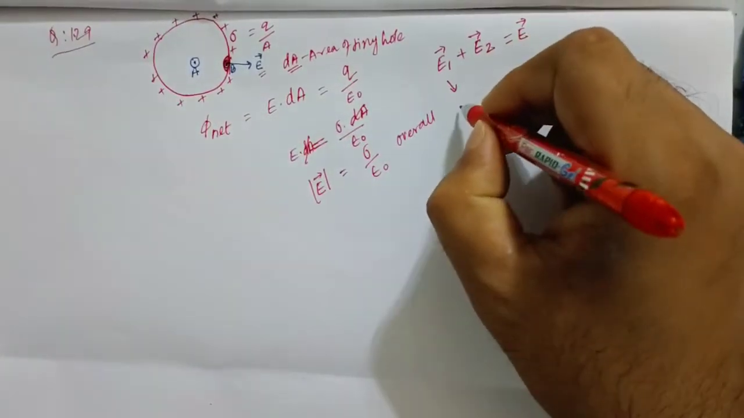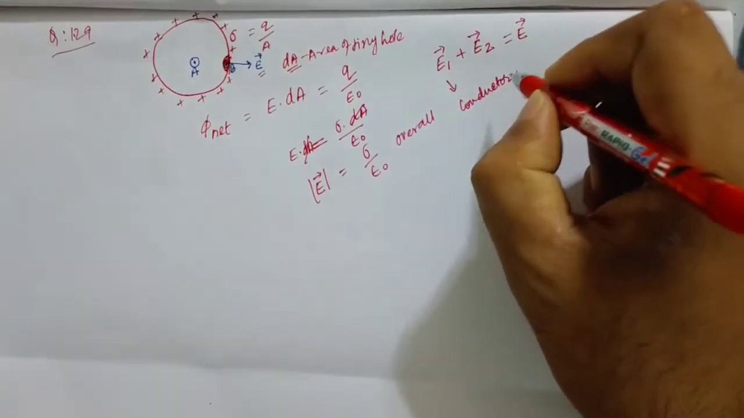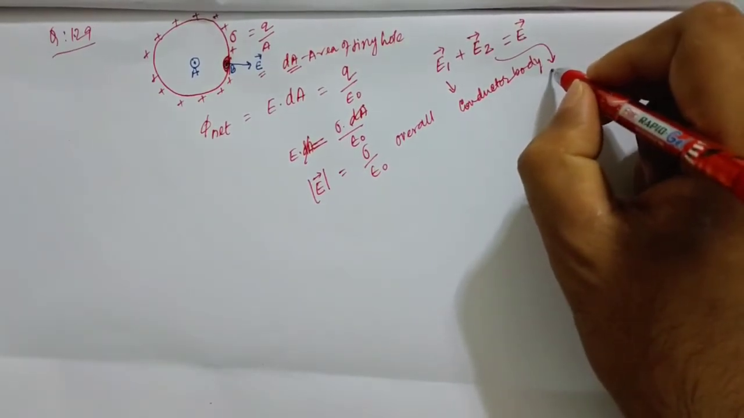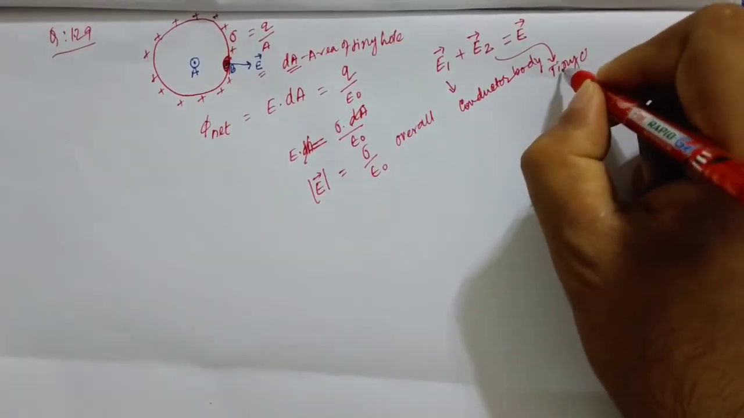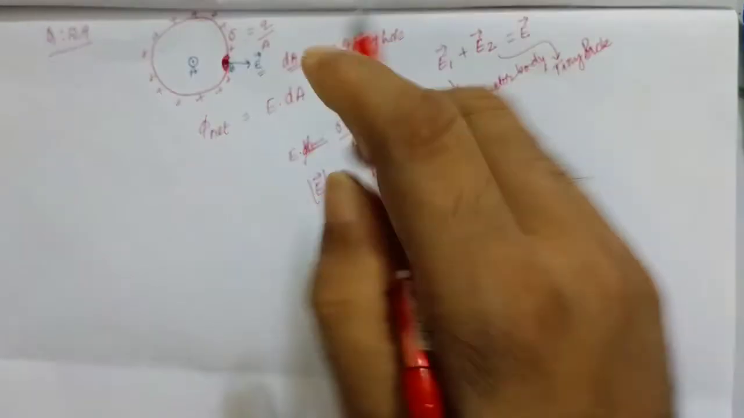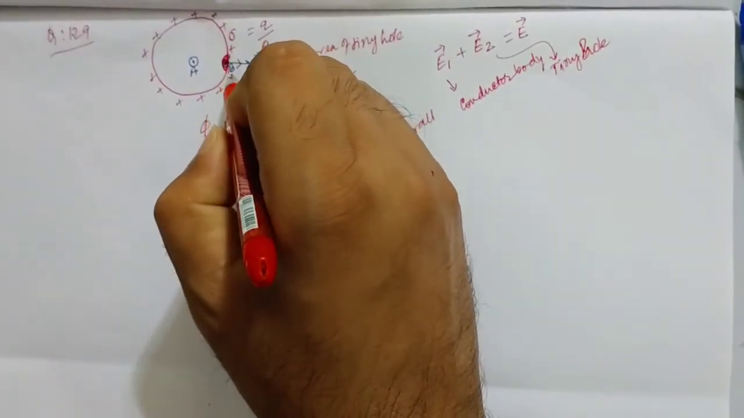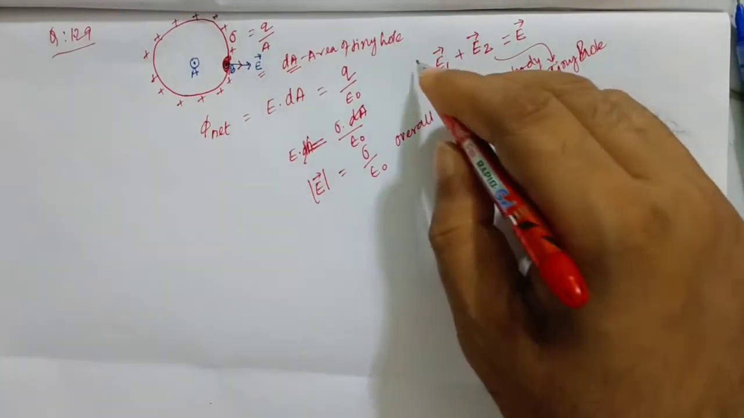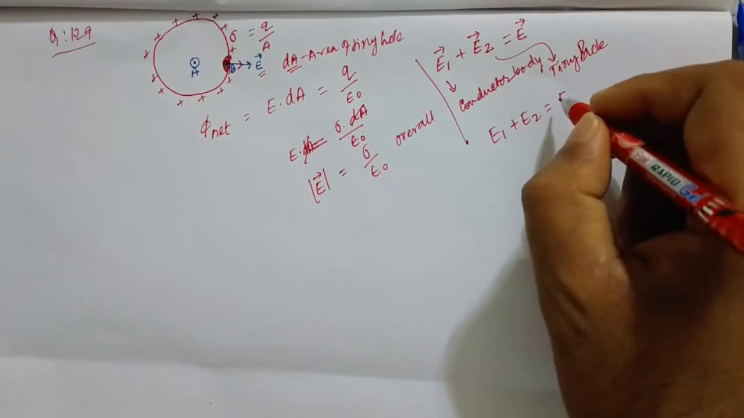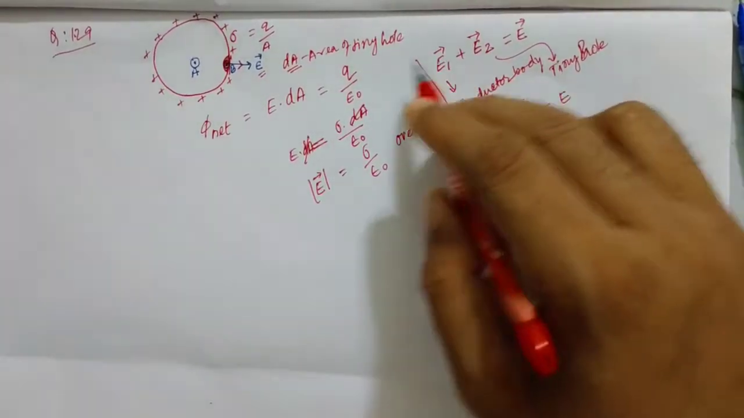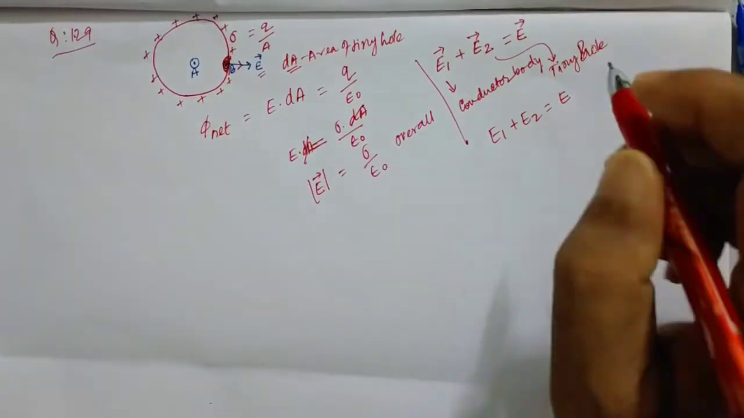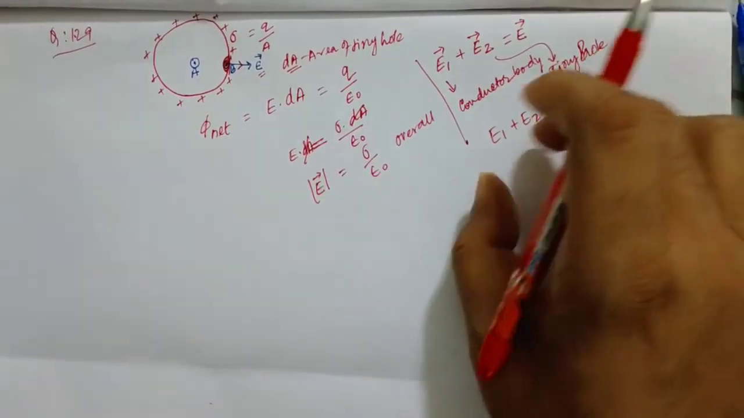E1 is the electrical field due to the conductor's body, and E2 is the field due to the charges on the tiny hole part, and both are in the same direction, perpendicular to the tangent of the surface. So you can say E1 plus E2 equals the electrical field E, because these are parallel, the angle theta in between is 0, so the magnitudes are simply additive.